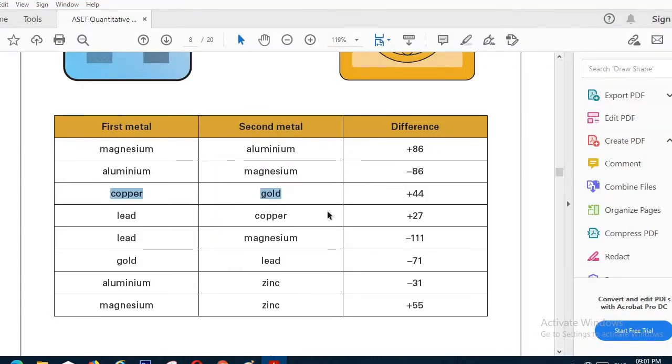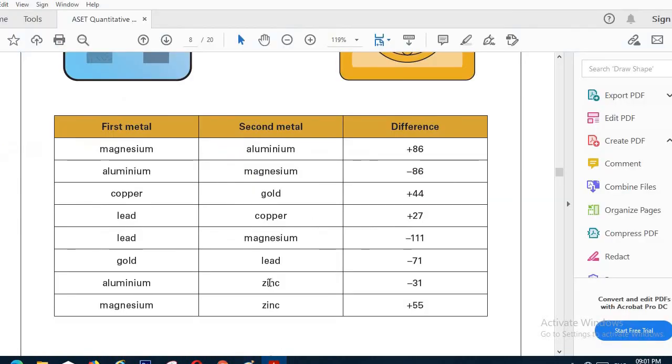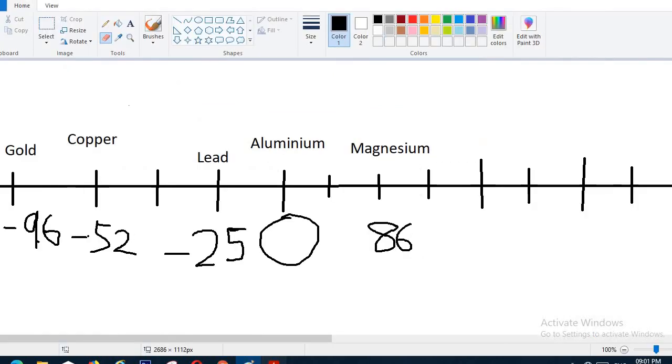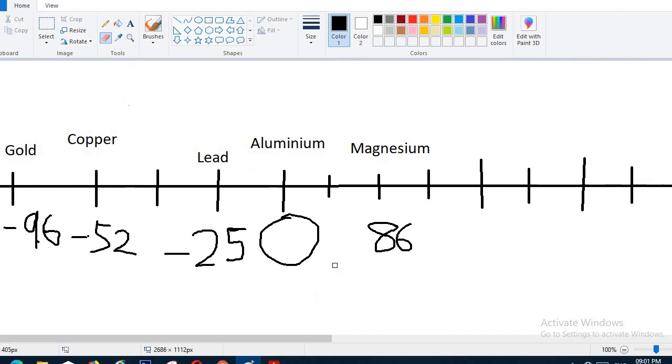Now we already know the position of gold, magnesium, aluminum, copper. Now we have to find out zinc. So let's see, the reactivity of aluminium minus zinc equals minus 31. We have aluminium 0, so we don't need to do too much calculation. So aluminium minus zinc equals minus 31. So zinc minus aluminium equals 31, so aluminium is 0, so zinc will be 31.